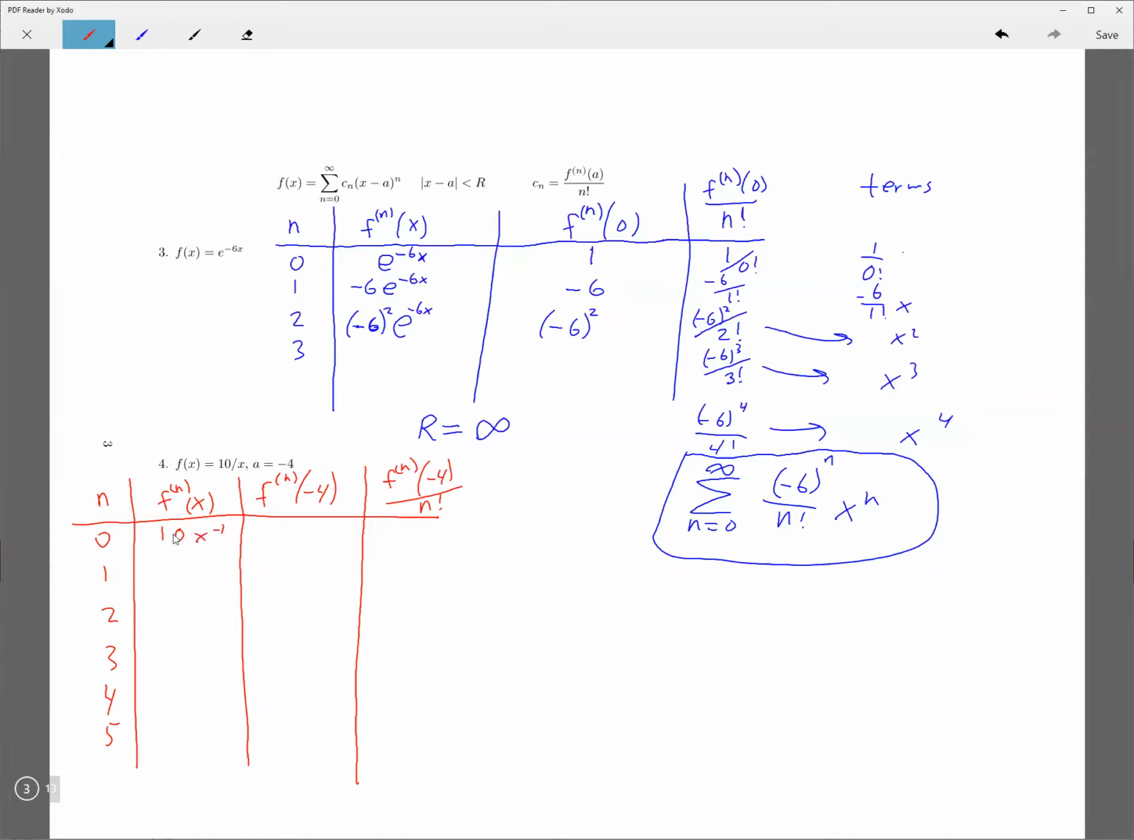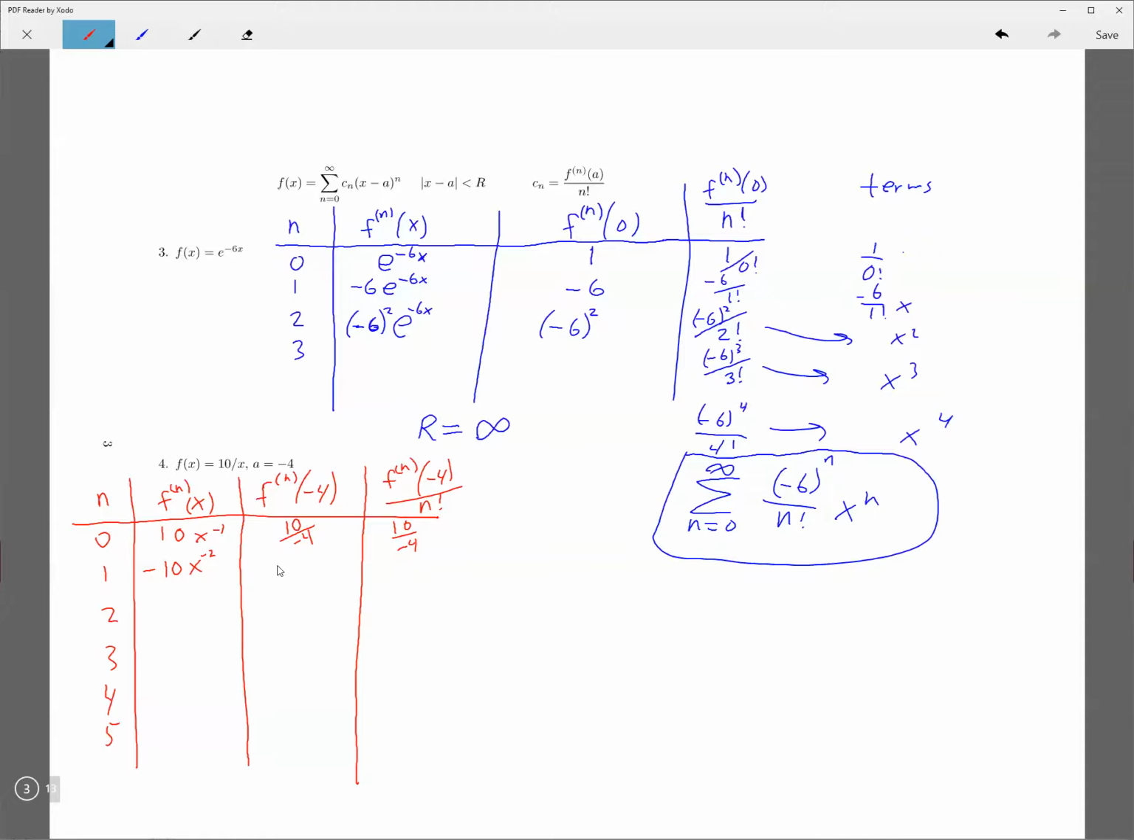Okay, so if we put a -4 into here, what do we get? -5 halves. Okay, so like I said, don't simplify it. So it's 10 over -4, divided by 0 factorial. Okay, now I take the derivative of this. What do you get? -10 x to the negative 2. Yeah, -2.